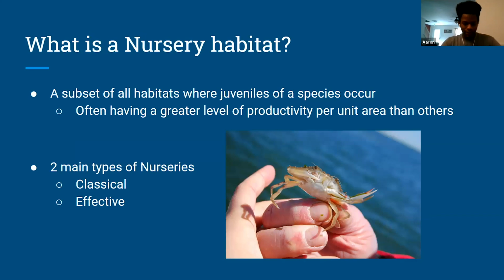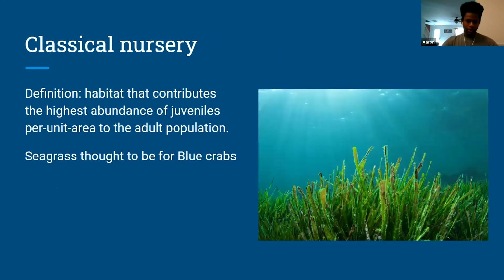What is a nursery habitat? Nursery habitats are actually a subset of all habitats where juveniles of the species occur. That's just the general definition, often having a greater level of productivity per unit area than others. And specifically, since we're looking at blue crabs, we'll go into their two main types of nursery habitats, known by their definitional name as classical and effective. For the classical nursery of a blue crab habitat, we'll be looking at seagrass.